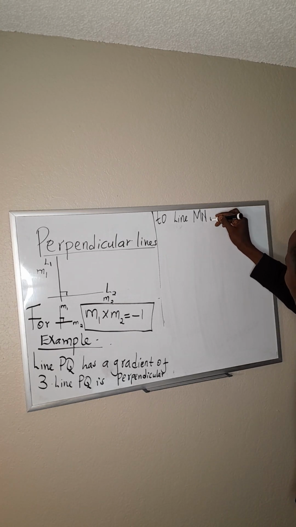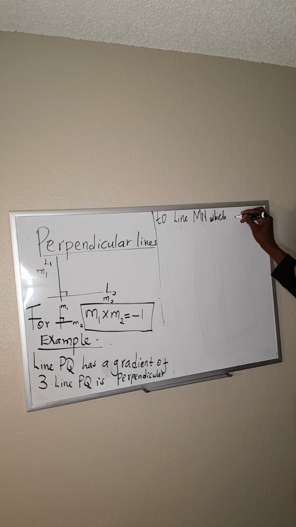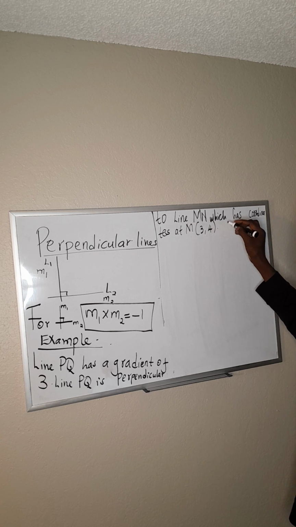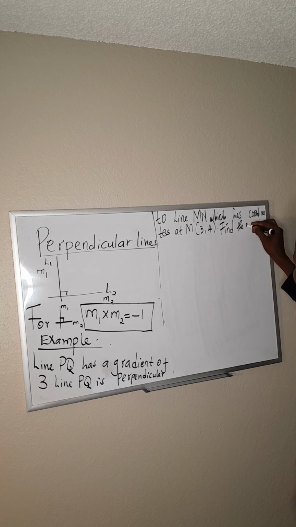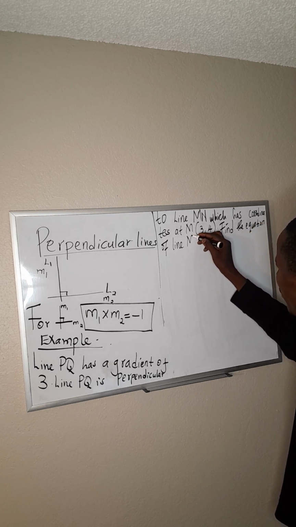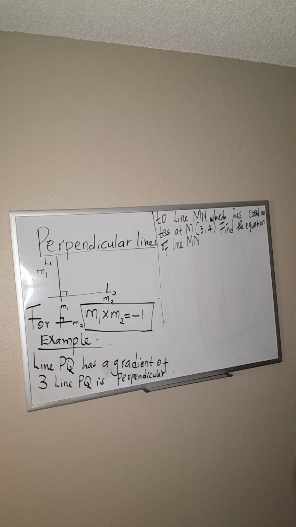which has coordinate M at (3, 4). Find the equation of line MN. So you see, reading the question, we are told that the two lines are perpendicular to each other. Line PQ has a gradient of 3. Line PQ is perpendicular to line MN, which has a coordinate at M as (3, 4). Find the equation of line MN.